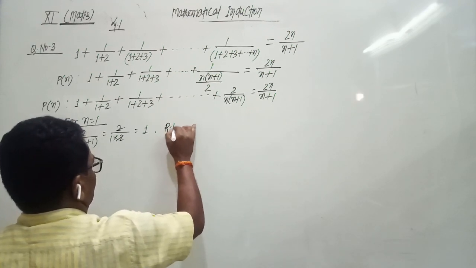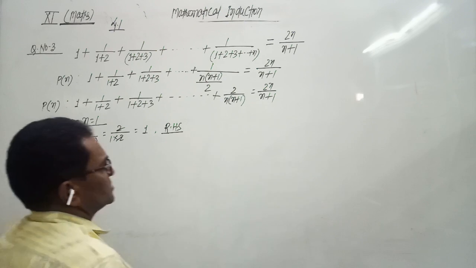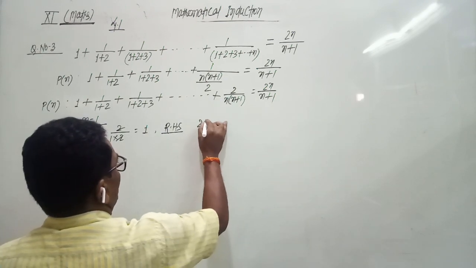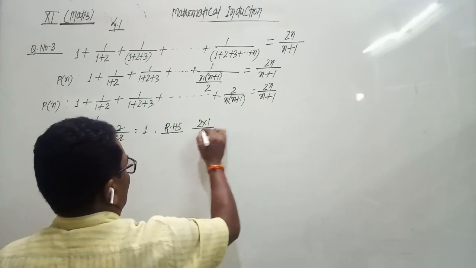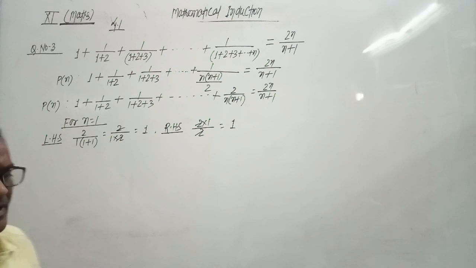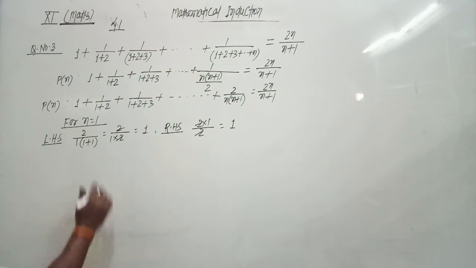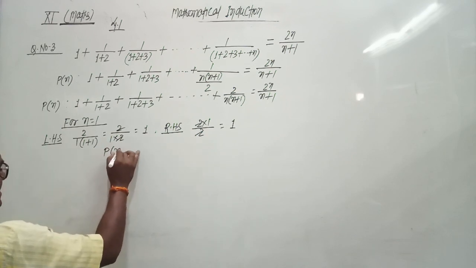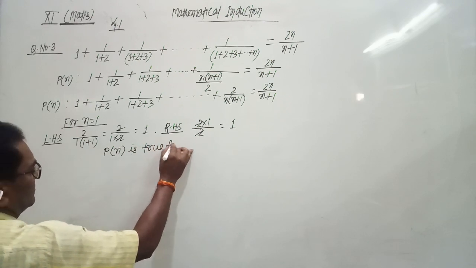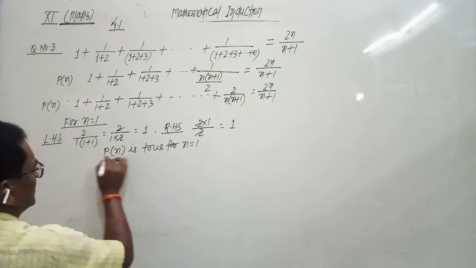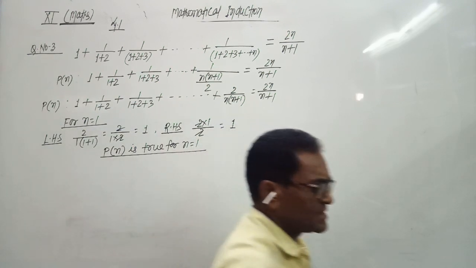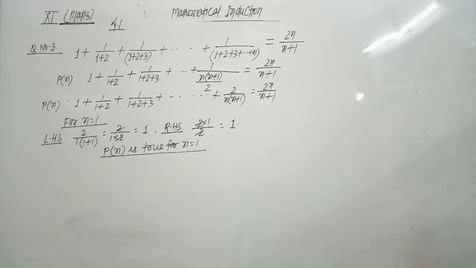And in the RHS, also we put n equals to 1. So we get 2 into 1 upon 1 plus 1, 2. And RHS also comes to be 1. So we will write that Pn is true for n equals to 1. This completes the first step.